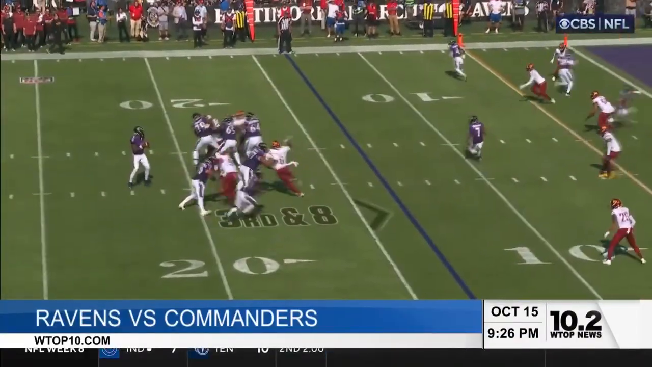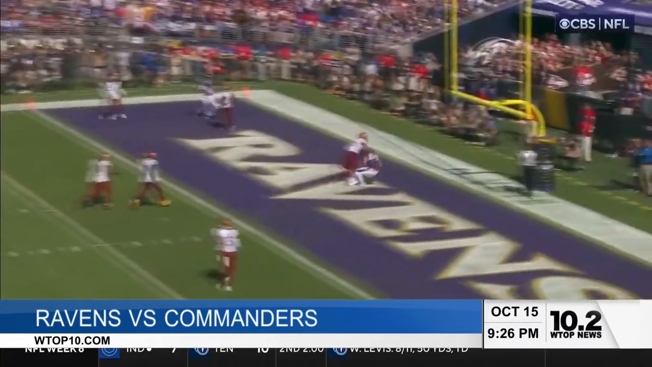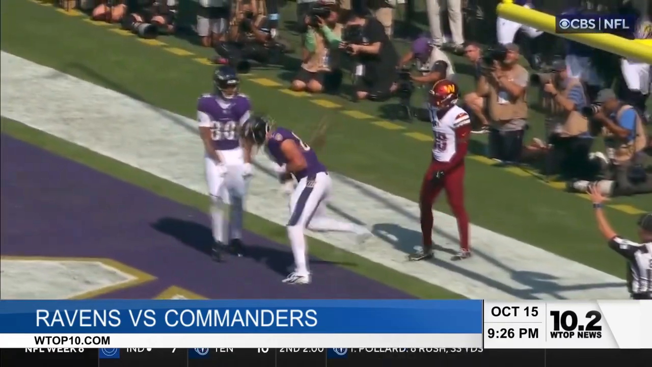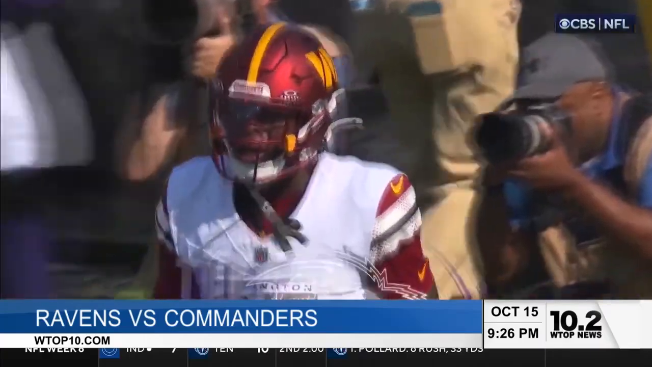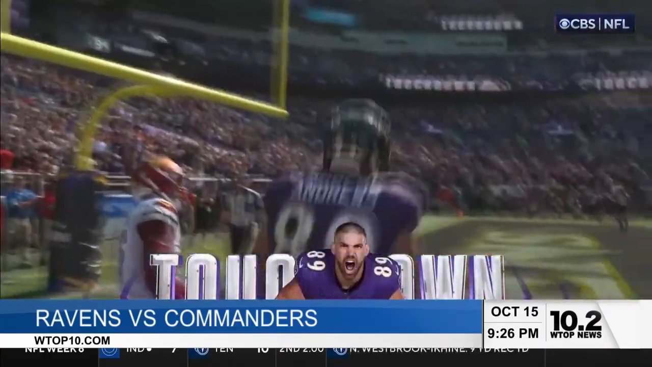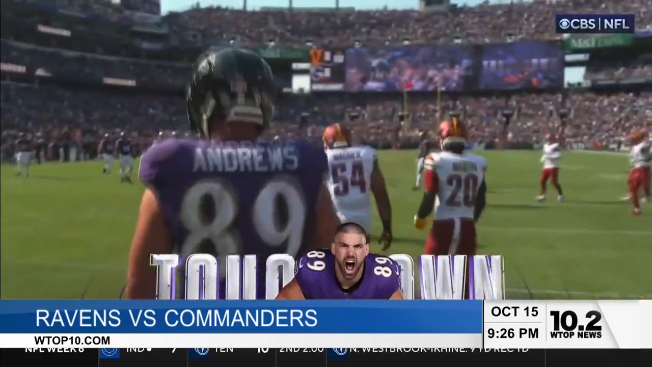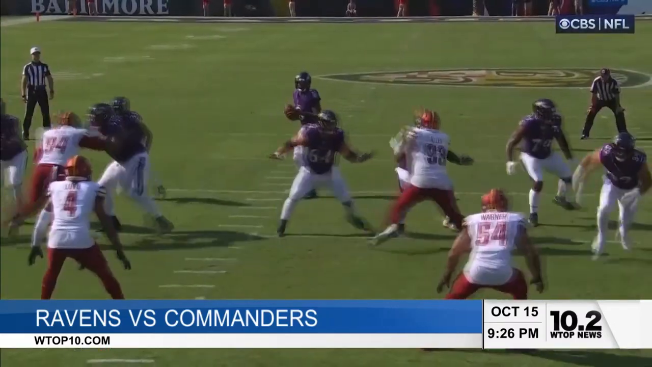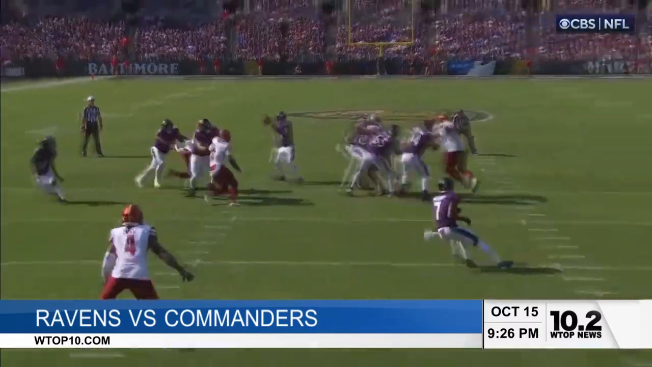And Lamar is scanning, and finally he finds Mark Andrews. Man, oh man, finally. That was big for Andrews. He needed that. Andrews scores his first touchdown of the season, but this one is historic. He ties former Ravens tight end Todd Heap with 41 touchdowns as a Raven. 1 more for Andrews, and he will lead the franchise in touchdowns by a tight end.